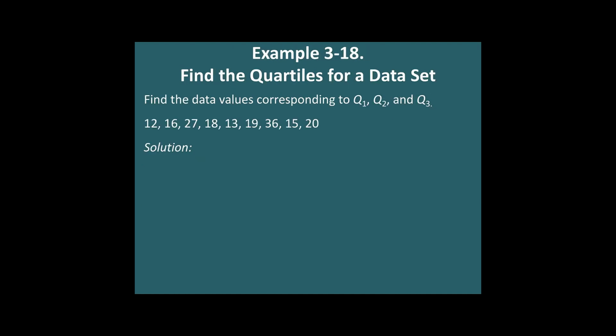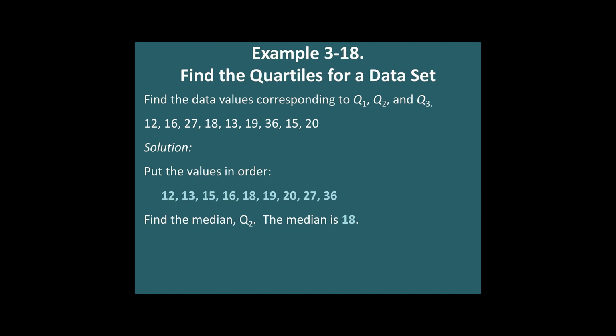Let's do an example. Find the data values corresponding to Q sub 1, Q sub 2, and Q sub 3. First, let's go ahead and put these values in order. The median of these values, or Q sub 2, is 18.